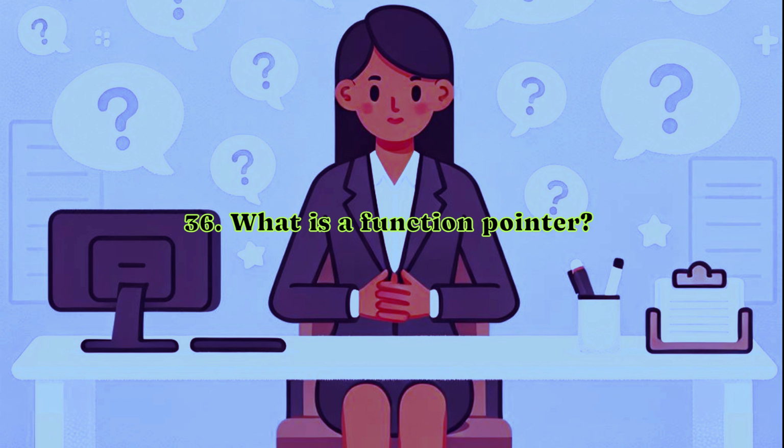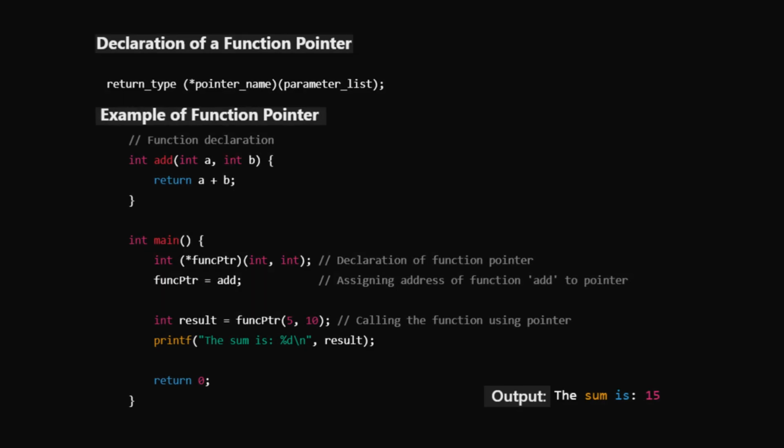36. What is a function pointer? A function pointer is a pointer that points to the address of a function. Just as we can have pointers to variables, we can also have pointers to functions, allowing us to call functions indirectly via their addresses. See the syntax to declare a function pointer. See the example of how a function pointer is used to call an add function.